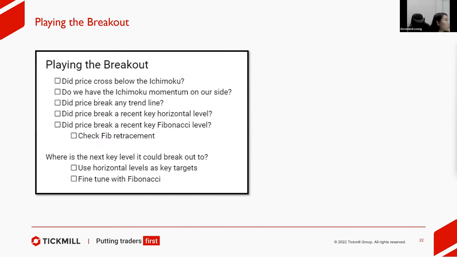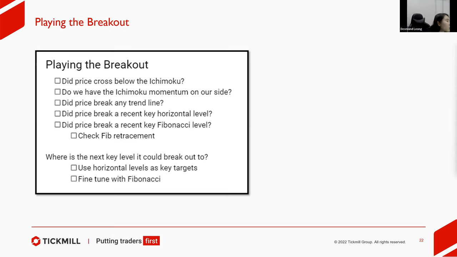Okay, the next example we're gonna go through is playing breakouts with Ichimoku. It is the same as the continuation. I mean, when it comes to the checklist, not exactly the same, but similar, okay? But the difference is the first thing one asks is, did price cross below or above the Ichimoku recently? So for those who want to take a picture of this checklist, I strongly recommend you do take a picture or maybe drop this down somewhere. Or yeah, you can just review this later.